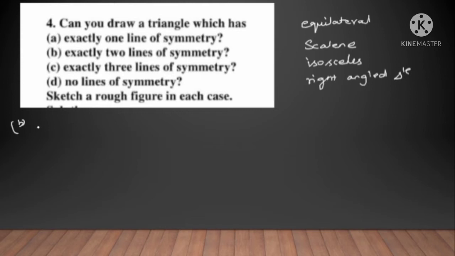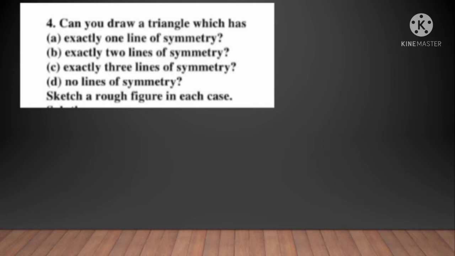So the answer is no. Subdivision C, exactly three lines of symmetry. Now we have to draw exactly three lines of symmetry. Can you think of it? Yes, it is an equilateral triangle.